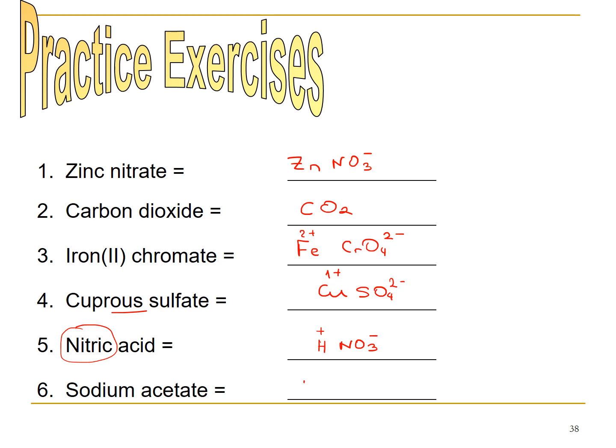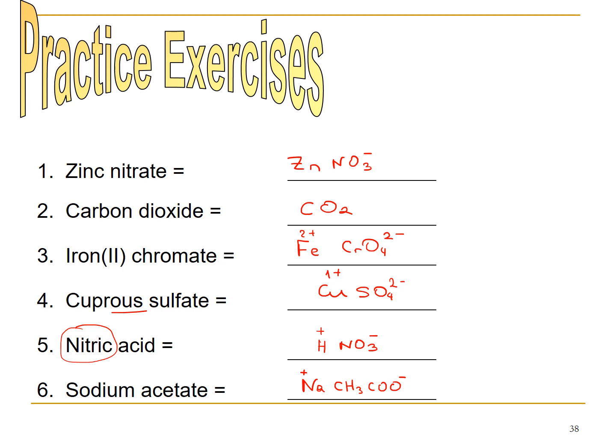Sodium acetate. Na, and the acetate ion, CH3COO with a negative charge. Again, this can be written differently, so don't confuse it. 1 here, +1 here, -1 here. It's good as it is. Now let's go back here.